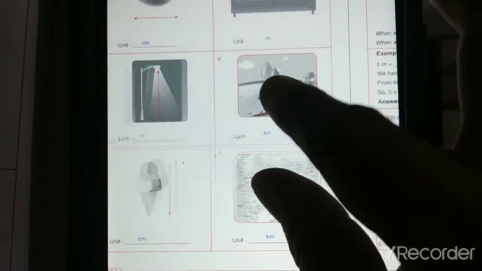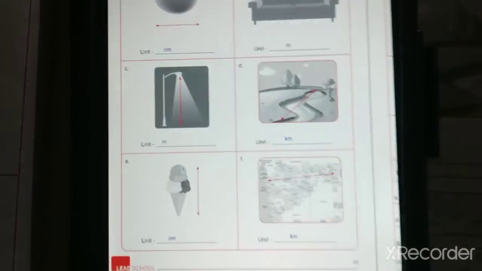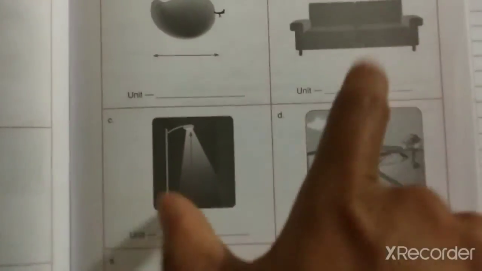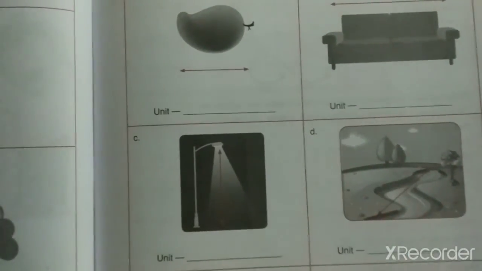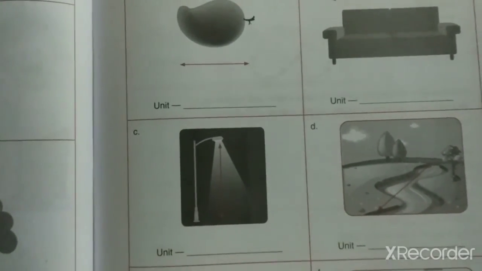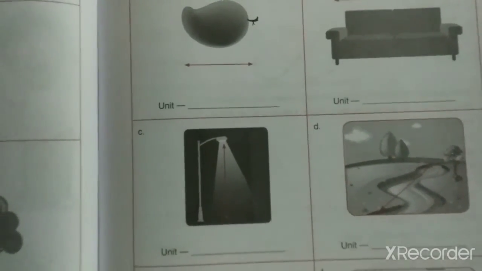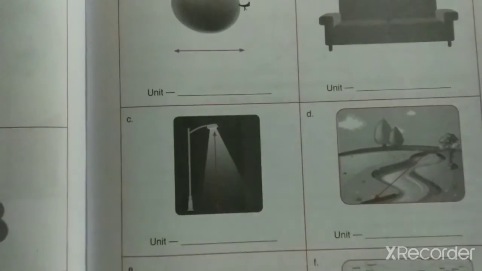Got it everyone? So now your homework is, you have to make one list like this, regarding different objects, and you have to write it yourself. What was the centimeter? If we have a pencil and sharpener, at that time we'll use the centimeter. If a sofa set is there, at that time we'll use the meter, like that. This one is your homework.